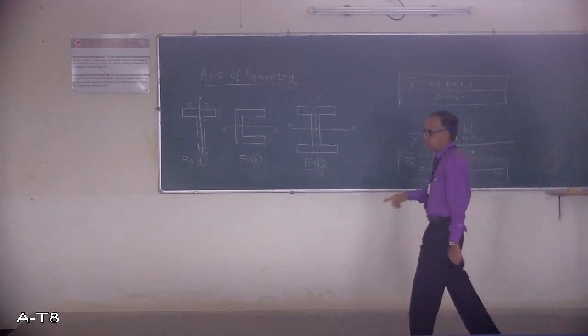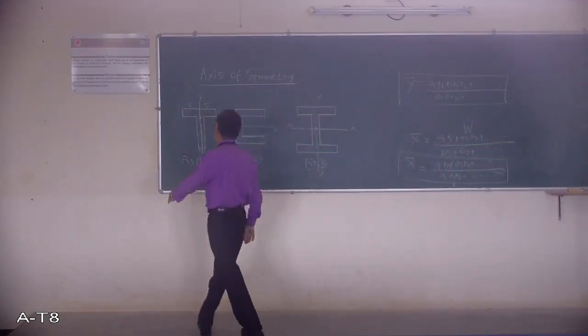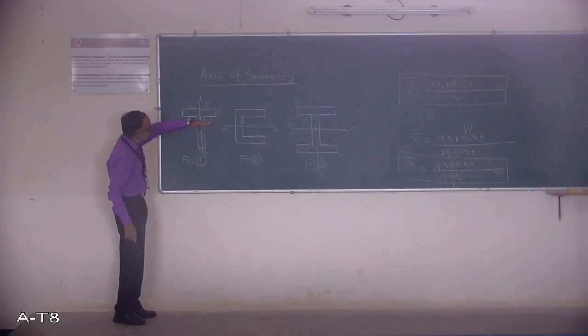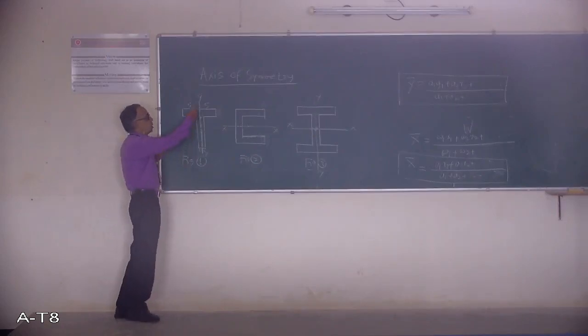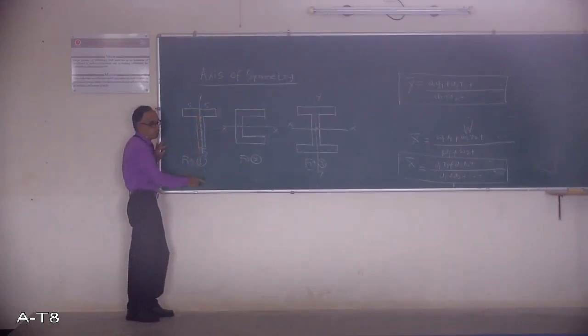This figure is not symmetrical about the x-axis. Why? Because wherever you draw a line, whatever figure is on the top, you are not getting the same figure at the bottom. So it is not symmetrical about the x-axis, but symmetrical about the y-axis. Then what is the significance? First of all, you must detect where there is an axis of symmetry. Centroid is going to lie on the axis of symmetry. There is no small derivation required; you must remember this. Centroid will not come here, will not come here. It is going to lie on the axis of symmetry only.